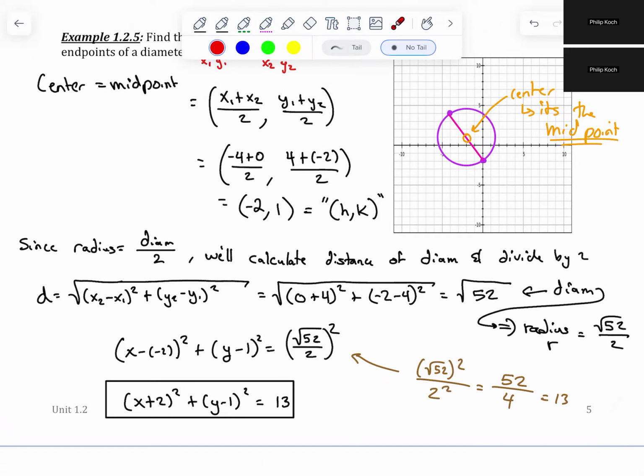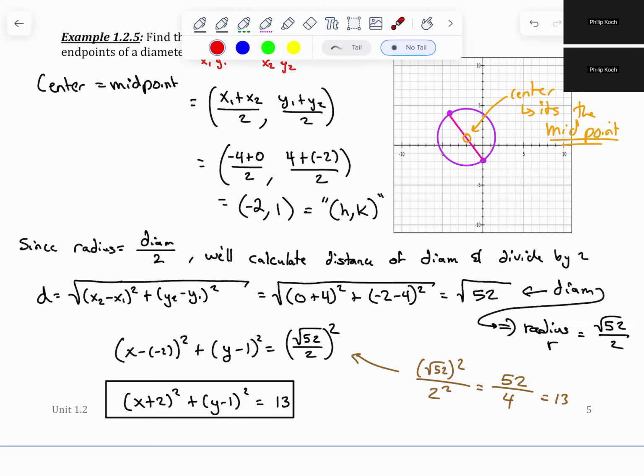Challenging, like fun problem, in my opinion. I think it's a cute problem, just thinking about all the different things that need to go into it. That's the reason why we introduced this section now: now that we have the distance formula and the midpoint formula, we can find the center and the radius by using those two formulas. Okay?